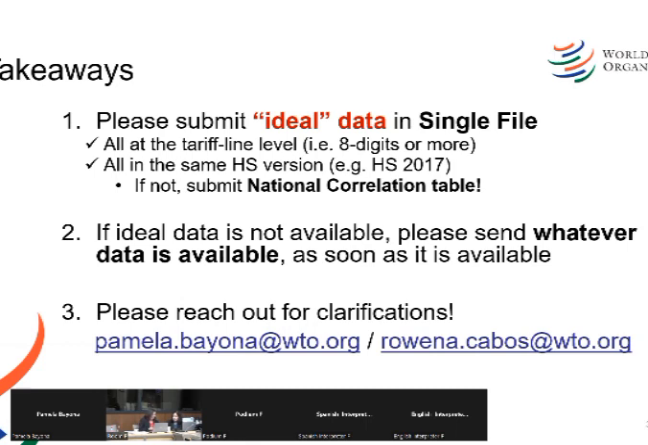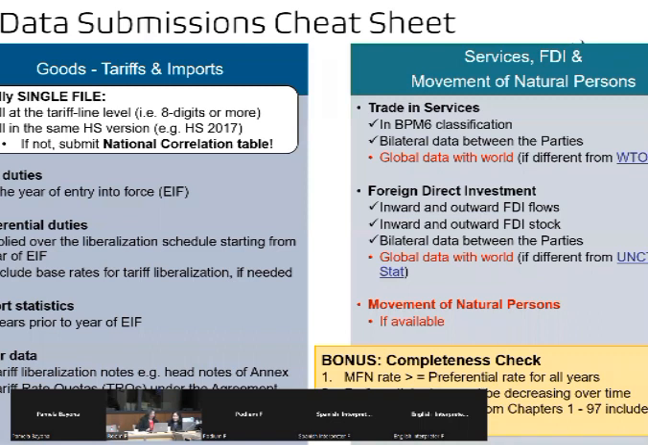So you can reach out to us, Pamela and Rowena. And here is again the cheat sheet that was presented by Pamela previously. So again, to reiterate, we need ideally a single file with all the tariff lines at level 8 digits or more, and the same HS versions. If not, please submit the national correlation table in order for us to have easier processing to align the differences in the versions of the MFN, preferential, and the import data.